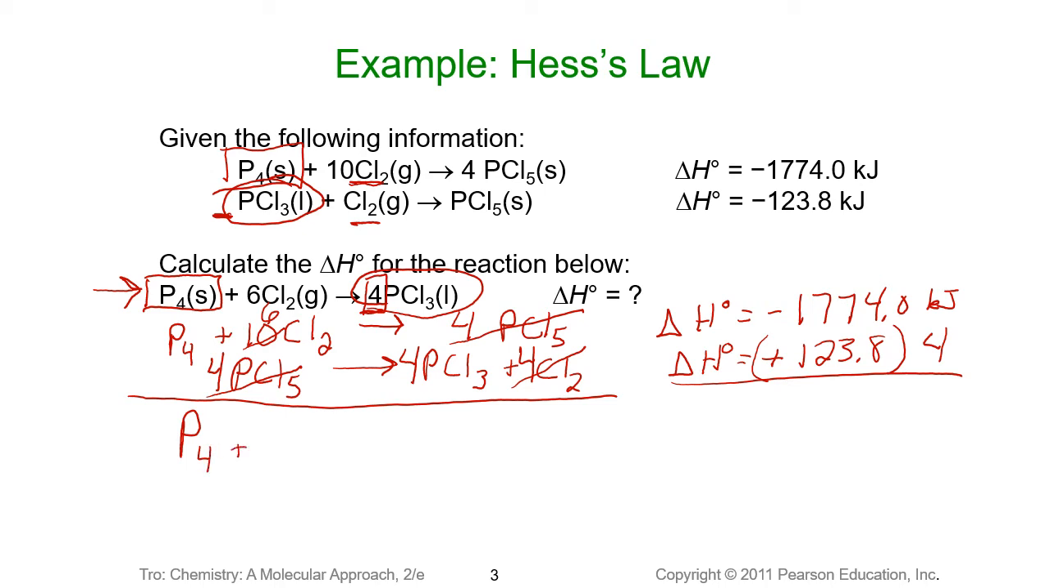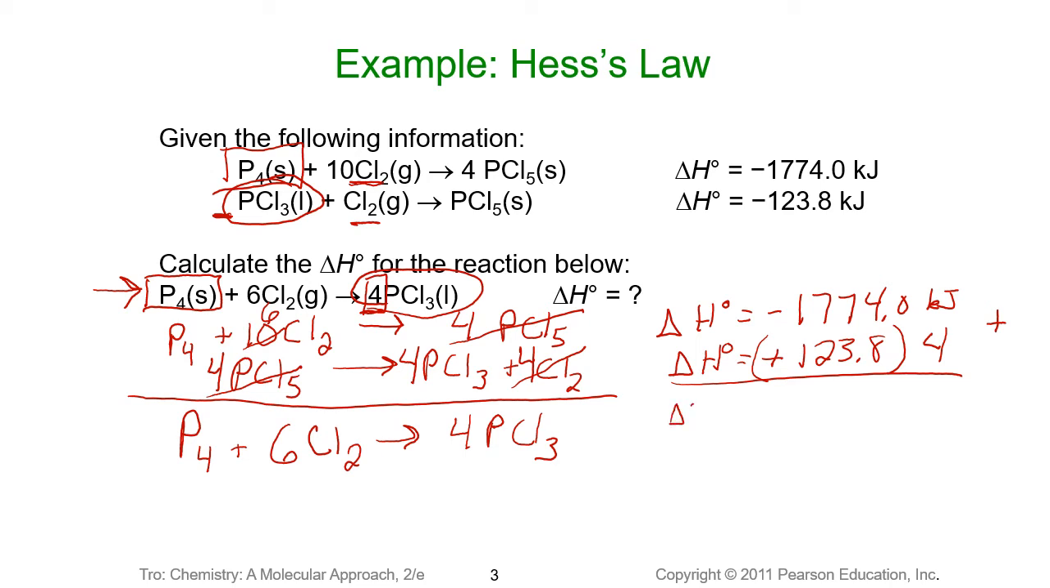So the result is P4 plus 6 Cl2 is 4 PCl3, which is exactly the reaction we're trying to make. For our delta H's, because we added the reactions, we are going to add our delta H's. Remember to multiply that second delta H by 4.